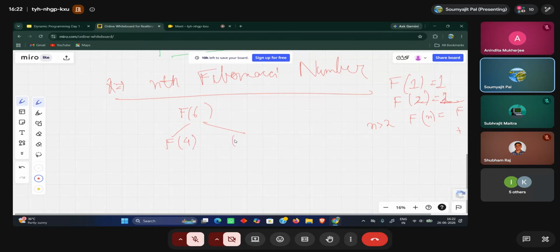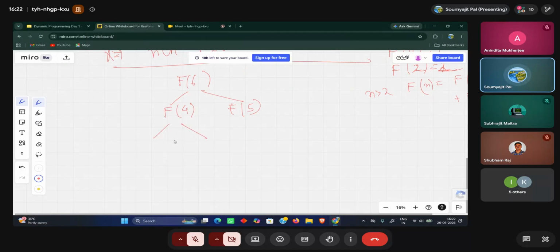So if I want to compute F6, I can divide it into two parts, F4 and F5. To get the answer of F4, I can divide it into further subproblems, F2 and F3. For F4 and F5, you can see I have some overlapping, F3, F4, till I get my base case. Here F2 is my base case.